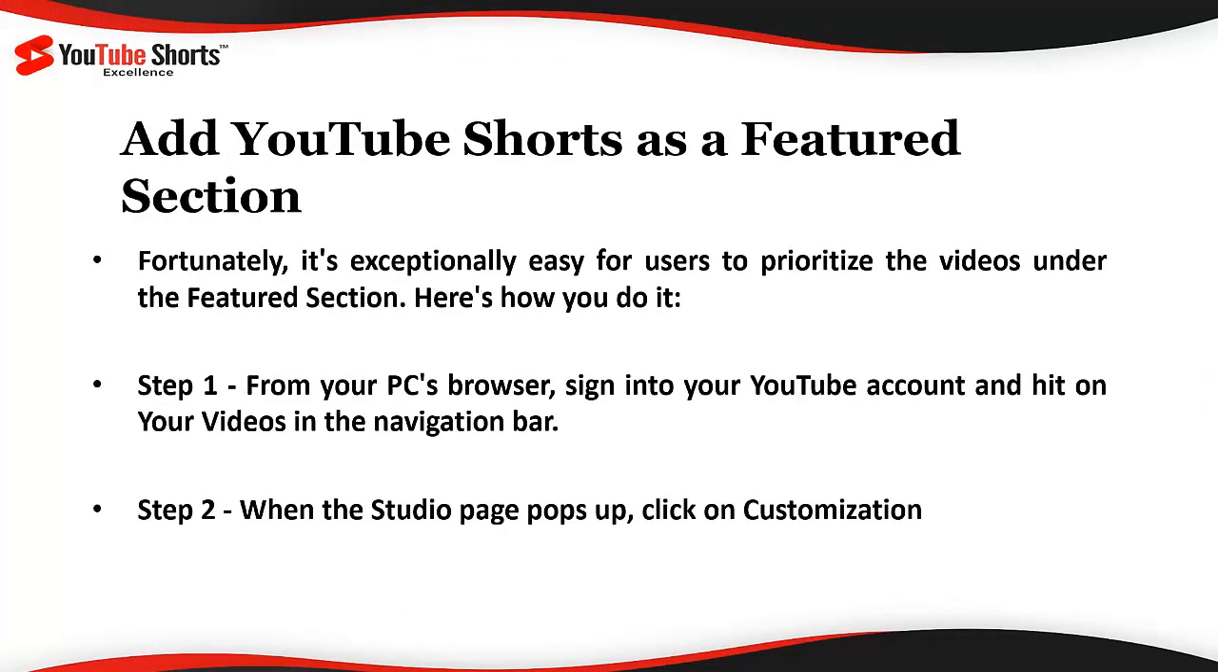Fortunately, it's exceptionally easy for users to prioritize the videos under the featured section. Here's how you do it. Step 1. From your PC's browser, sign into your YouTube account and hit on your videos in the navigation bar. Step 2. When the studio page pops up, click on Customization.